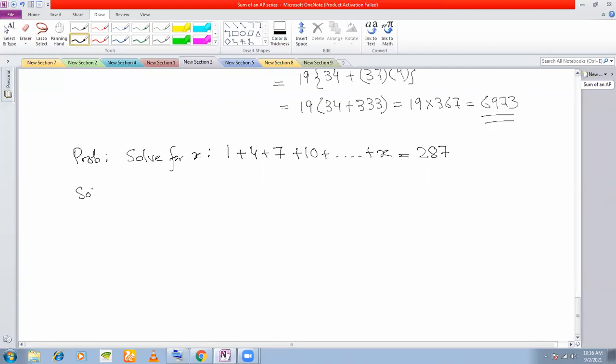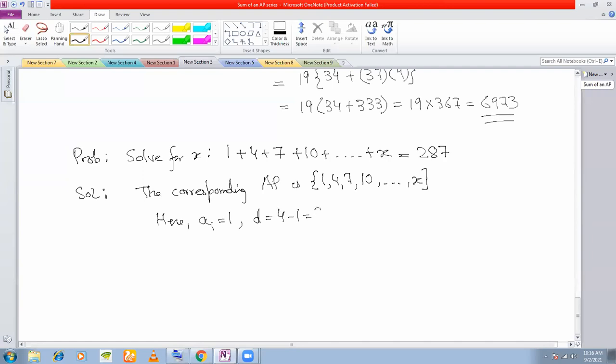Okay. Now first of all, see here the corresponding AP is, write down the terms here, 1, 4, 7, 10, and so on till x. So here if you see, A1 is 1, common difference is 4 minus 1, which is equal to 3. So A1 and D are given to you. What is it that you don't know? You don't know the last term, right?